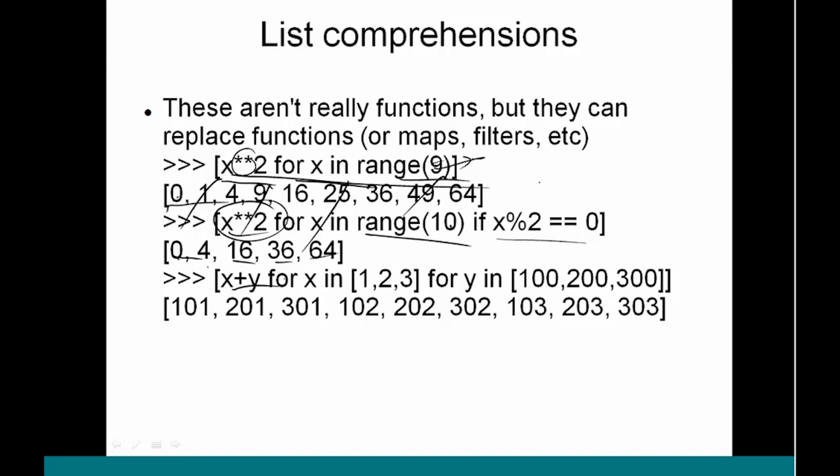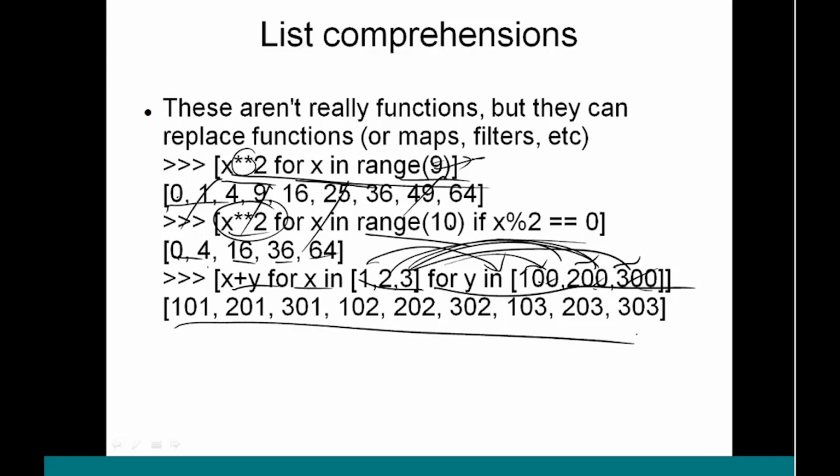Now the other one is x plus y for x in 1 2 3 and for y in 100 200 300. The result is basically it adds up x plus y for each of the x, so it's 101 201 301, then 102 202 and 302, and then finally 103 203 and 303. So this is the result.